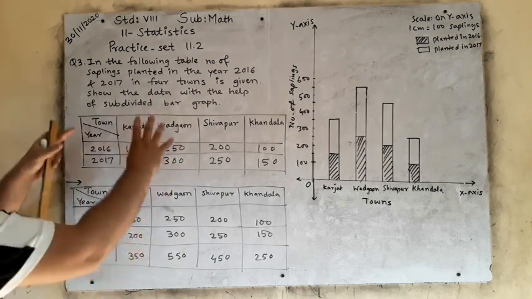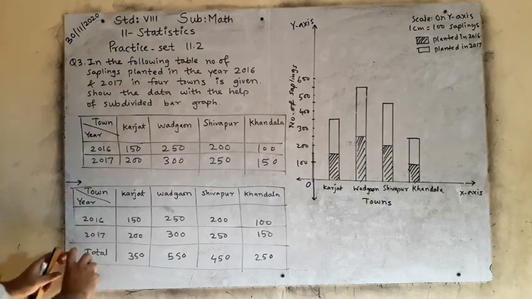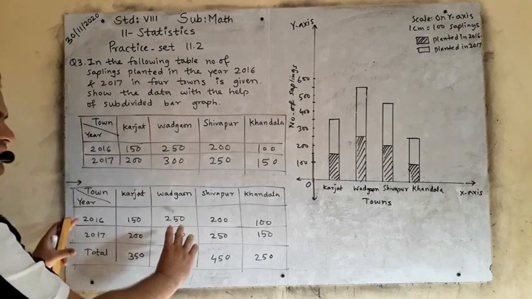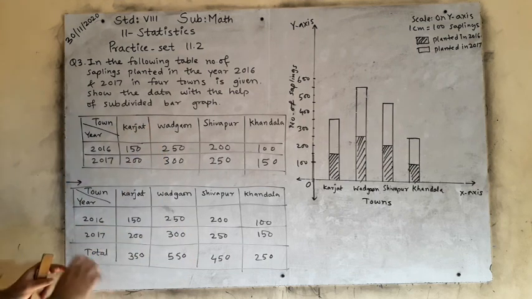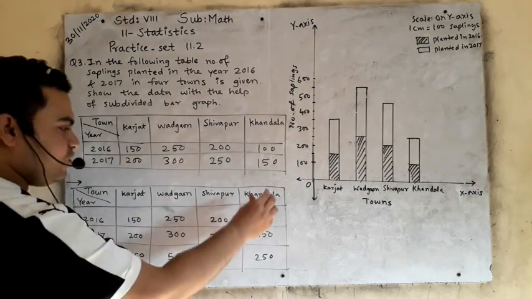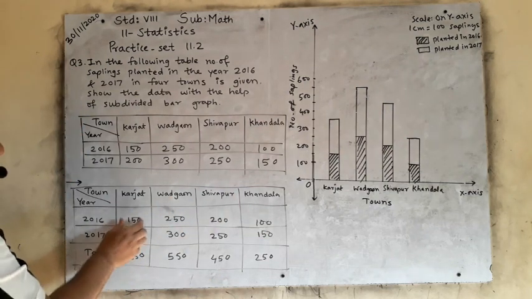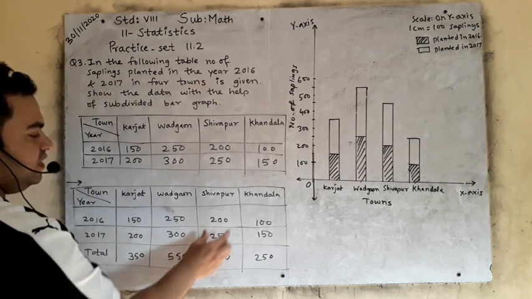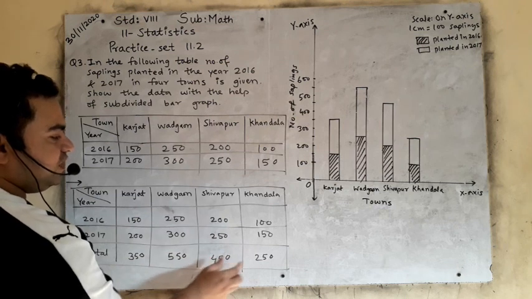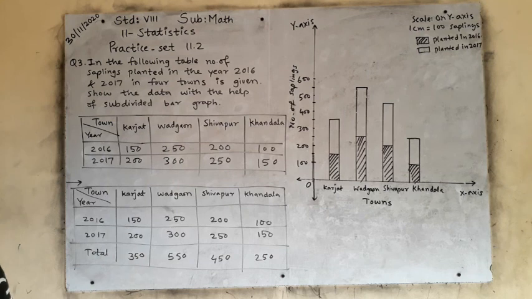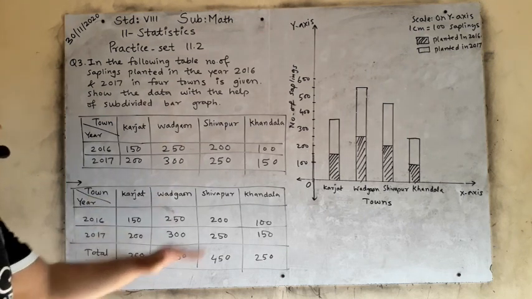So first you will copy the table as it is, but at the end you have to add one row, that is of total. So you will do the total of each column. See, this is 150 and 200, 350. Here 250, 300, 550. This is 200, 250, 450. 100, 150, how much is it? 250. So this is how you have to do the total of all the given columns.